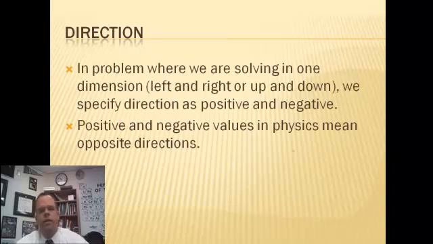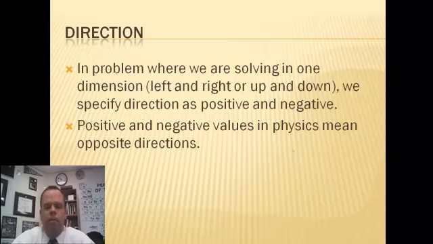One of the things that you're going to see in physics that's a little different from math classes is that we have to specify direction. Anytime we're solving a problem in one dimension, we are generally going to specify direction as positive and negative. If we have things moving left and right, we'll make one direction positive, the opposite direction negative. Or if we have things moving up and down, we'll make one direction positive, one direction negative.